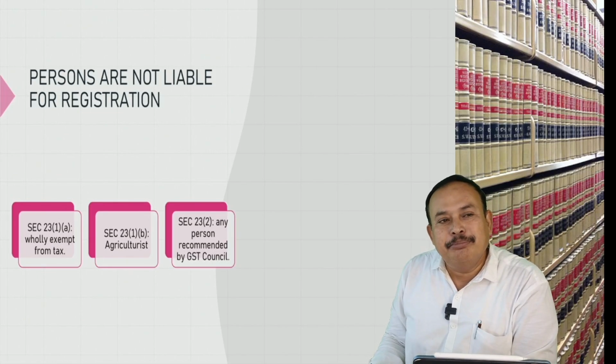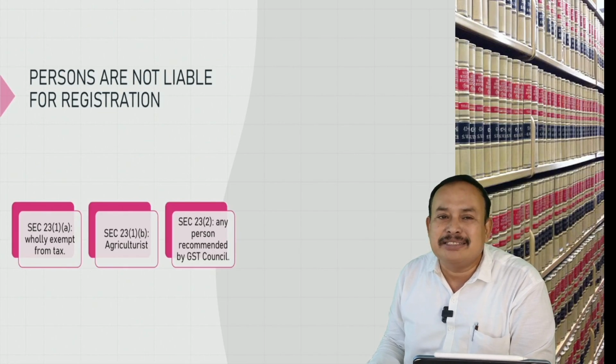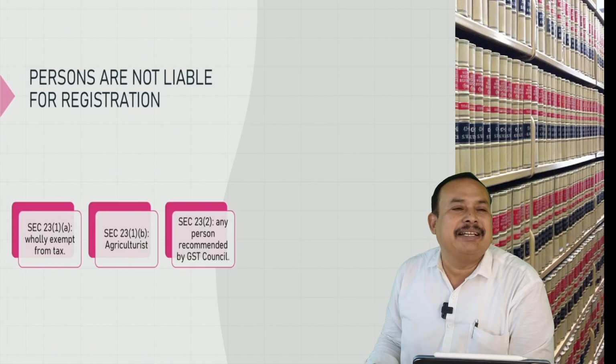If your ice cream manufacturer dealers are supplying ice cream, pan masala, in that case 40 lakhs is not applicable, only 20 lakhs. For MMMT it remains 10 lakhs. Excellent. That's it.